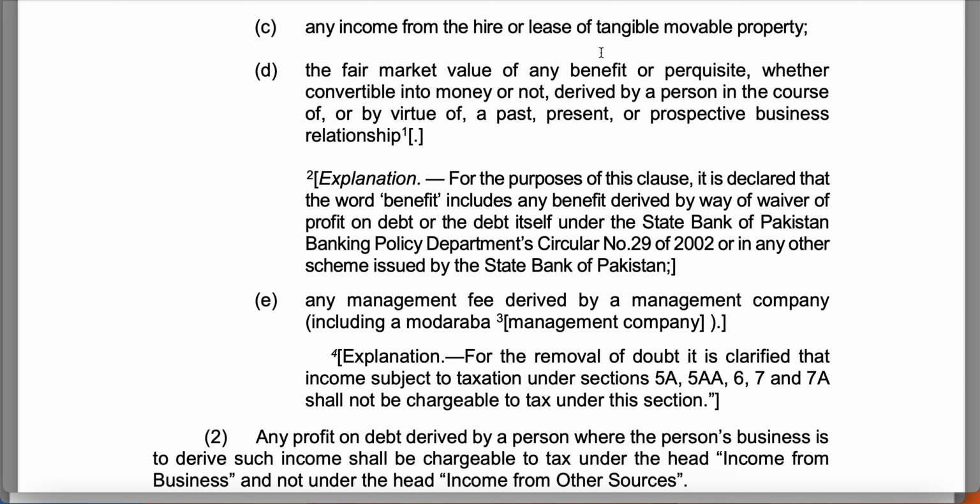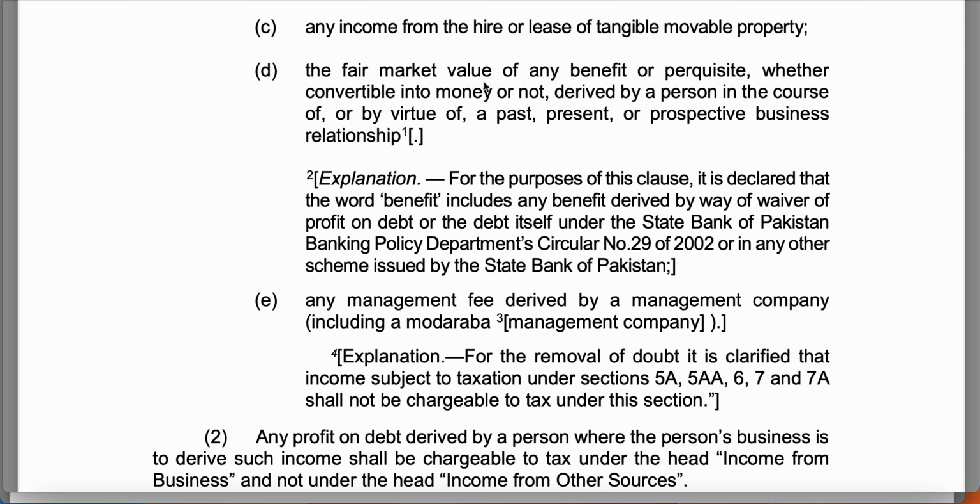Any income from hire or lease of tangible movable property. Tangible movable property means equipment, plant and machinery, laptops, cars. So any bank or any person giving these out and earning income from hire or lease, meaning giving it on installment with collateral, meaning lease, this income will come under income from business. It even includes consumer items, those that give a washing machine and TV on installment. Those are tangible movable assets, and their income will come under this head.